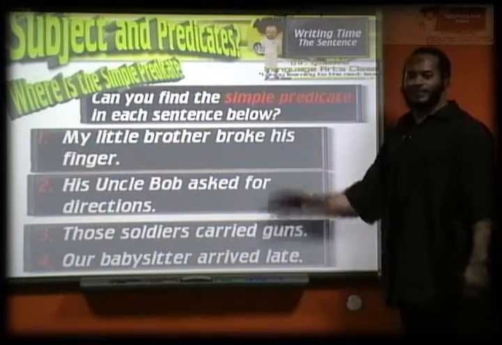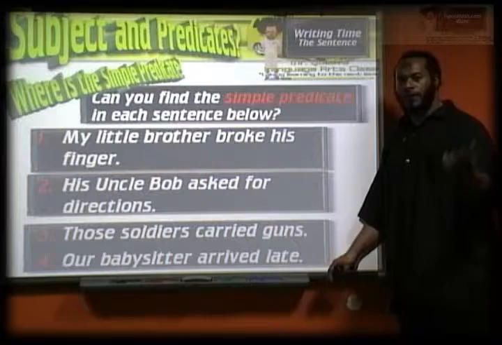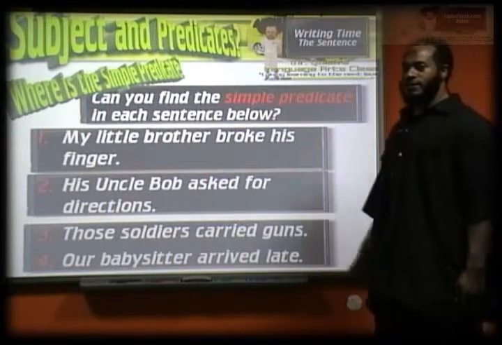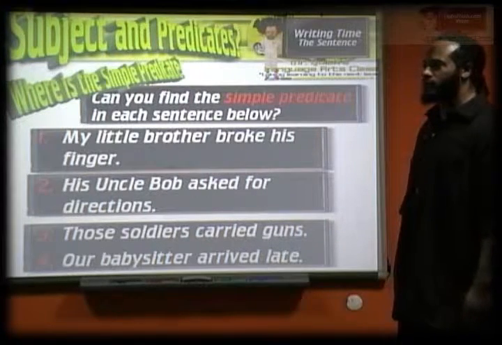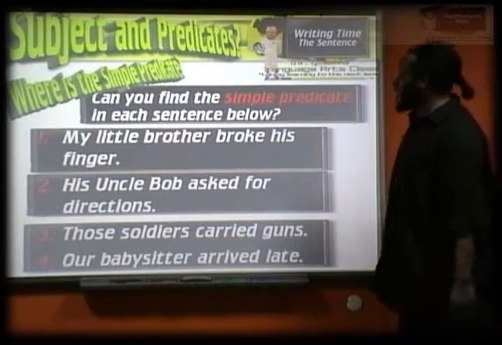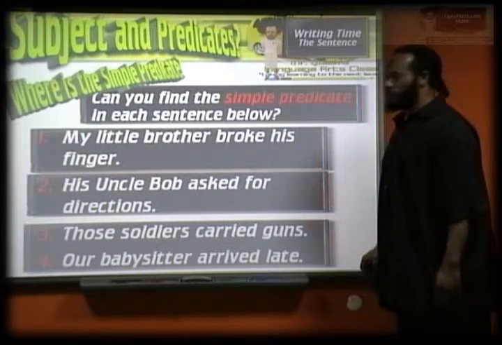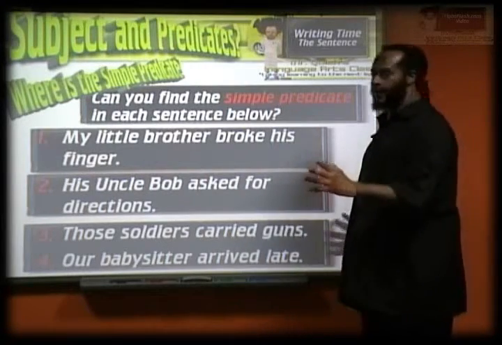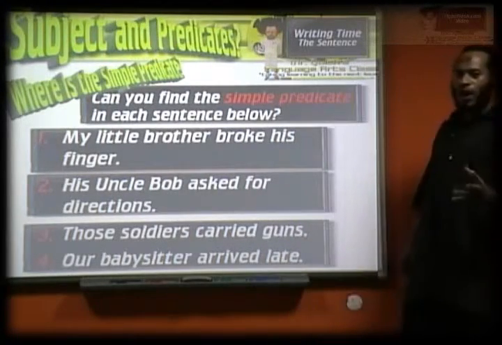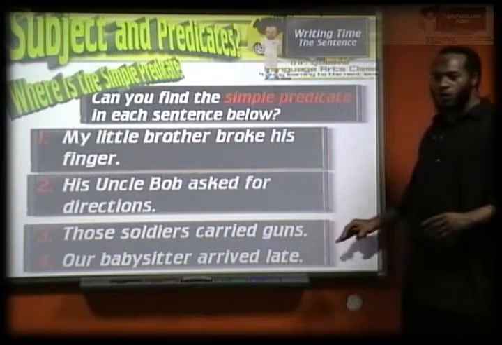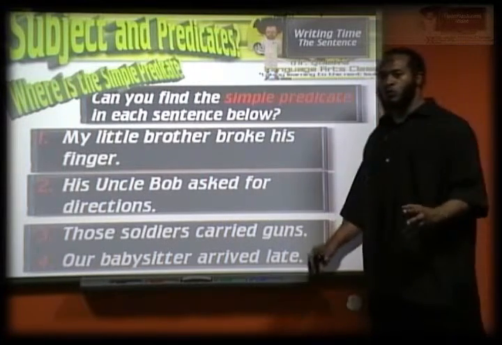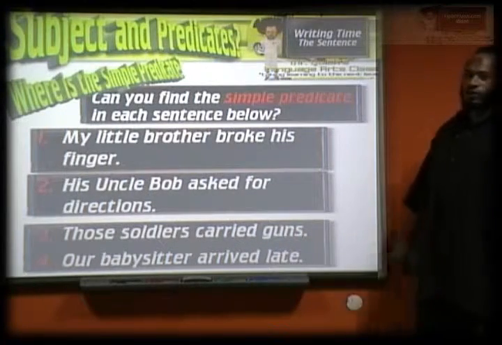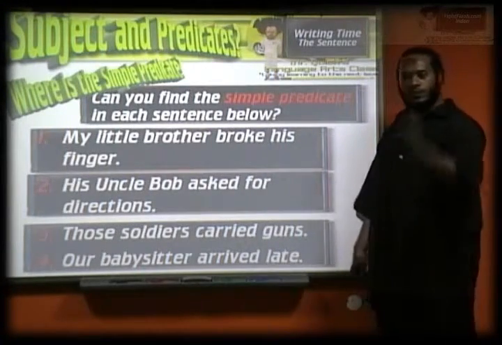Now, here are our sentences again. I know you don't want to write them down again, but you should write them down again. And let's try to find the simple predicate in these sentences here. I'll give you a second to write it down. Okay, second's over. Here we go. My little brother broke his finger. Now, we already know what a predicate is. Broke his finger. Now, you have to determine which one of these words you would consider the simple predicate here. His Uncle Bob asked for directions, and then we already know asked for directions is the predicate.